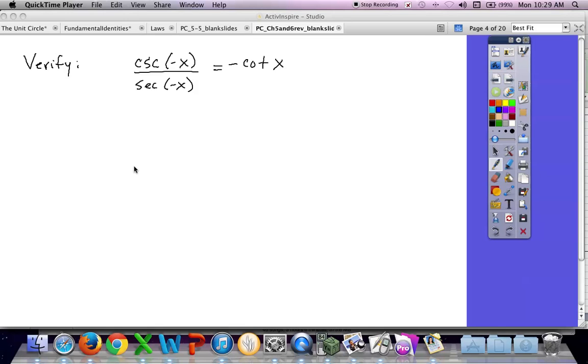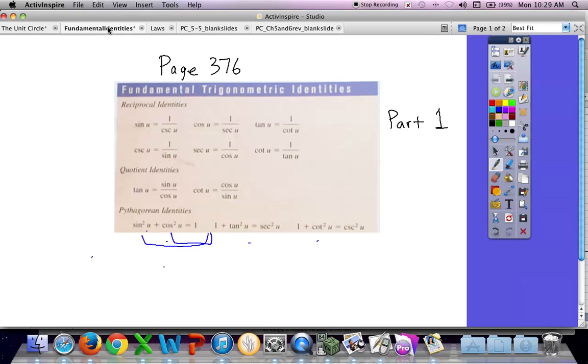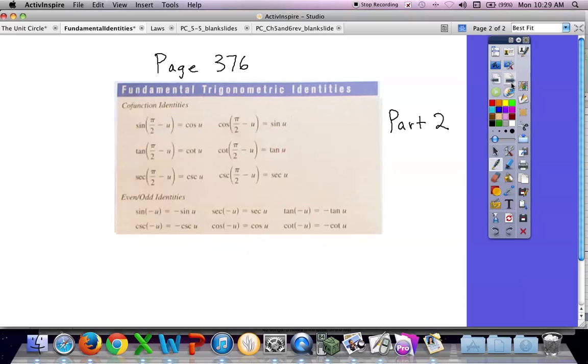So what's different about this one? They have negative angles, right? The angles inside are negative. Okay, well, which identities do we have that deal with that? Right. If you go down to the bottom of that, right here, you've got the even and odd identities.